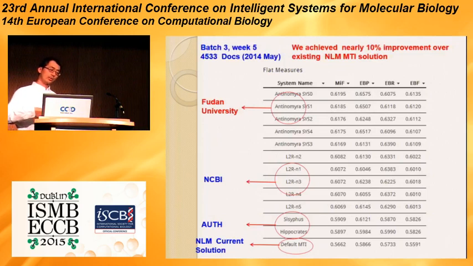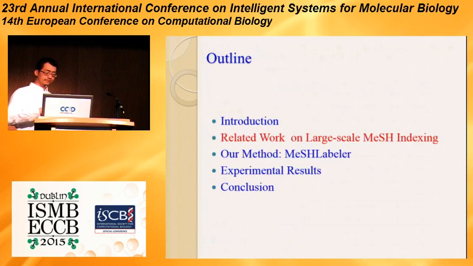Anyway, here is the result of our submission. This is the last week of batch 3. We achieved first place in the competition. This is also the NLM official submission. We achieved almost 10% improvement over their baseline. The second best result is from NCBI, and the third one is from a team in Greece. Anyway, this is the introduction of this problem.